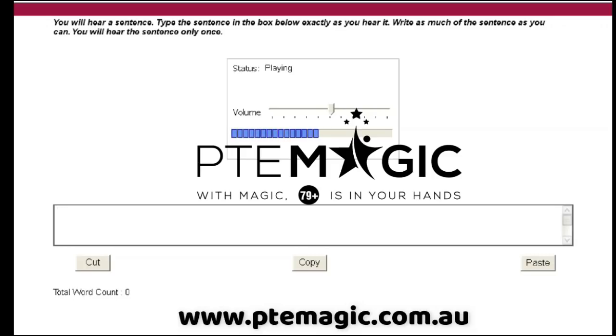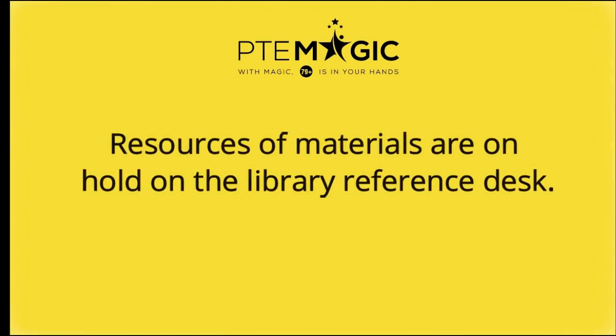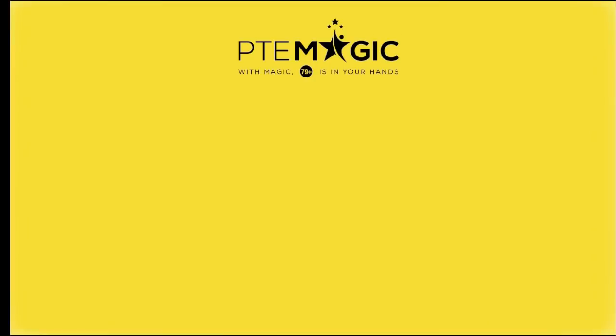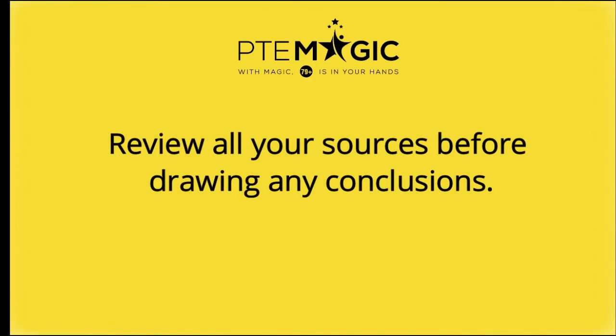Resources of materials are on hold on the library reference desk. Review all your sources before drawing any conclusions.